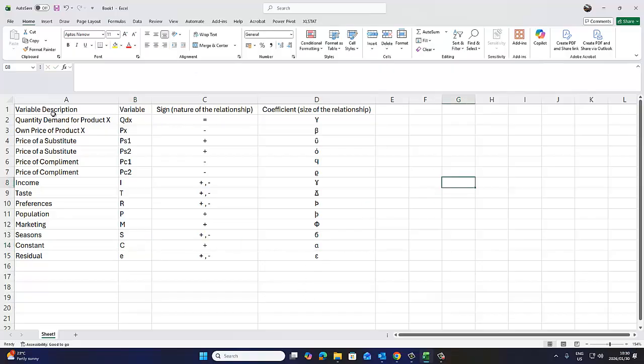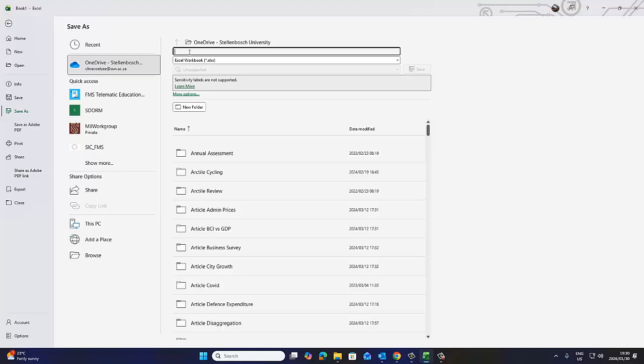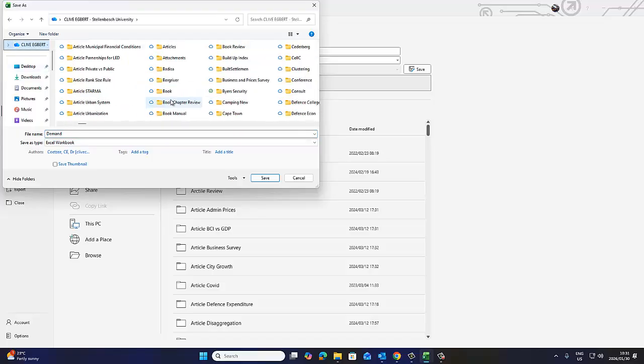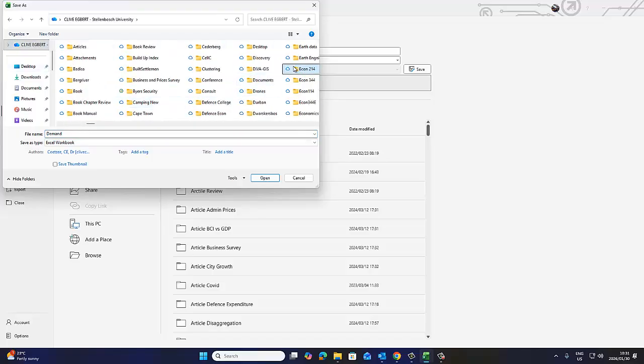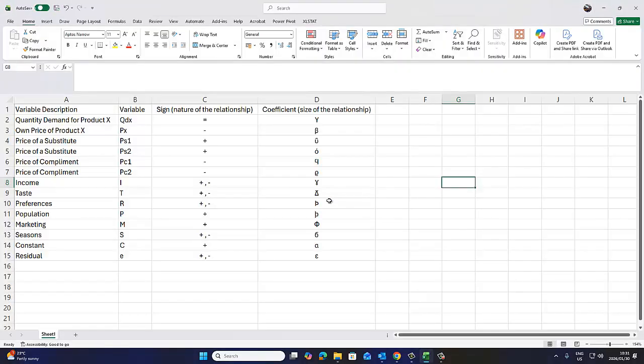There we've got everything. Okay, so let me just save before I lose everything. I'm just quickly going to save it under my 214. Come on, 214. Demand in Excel. Okay, so I've just saved it.